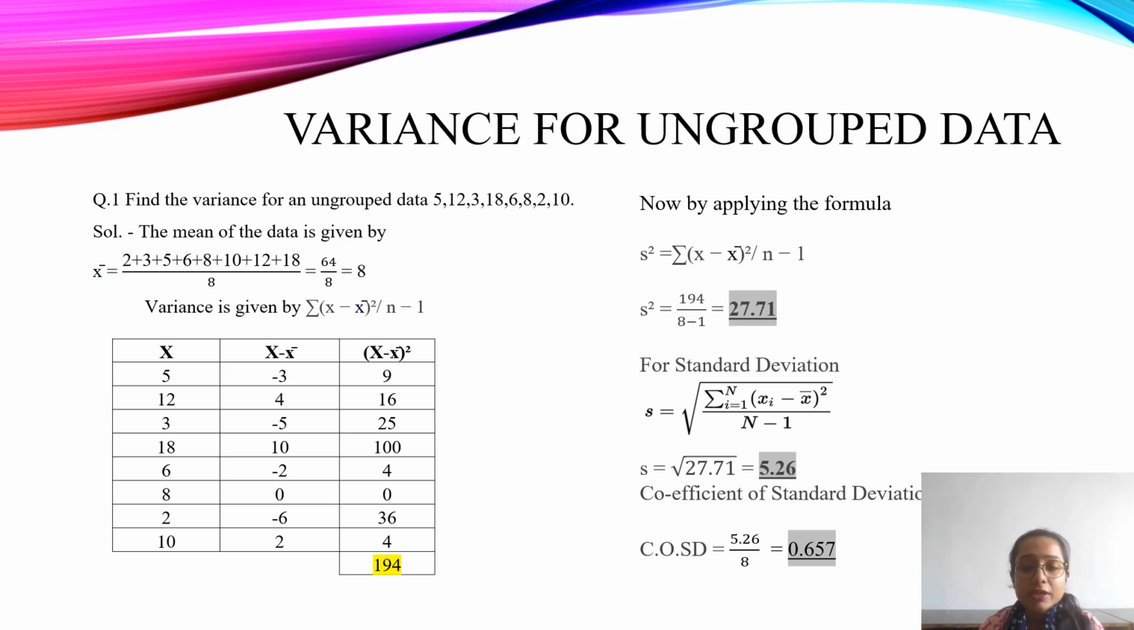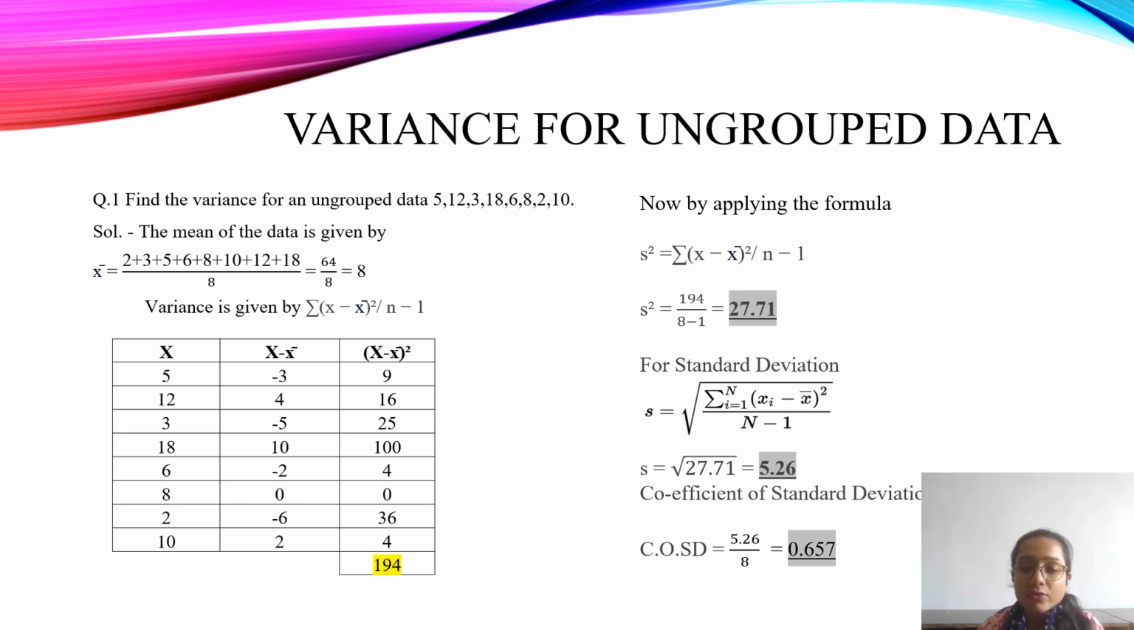After getting the variance, as I have already told you, there is a relation between variance and standard deviation. The square root of variance is the standard deviation. Now we are getting the value of variance as 27.71. After taking the square root of this value, we get 5.26. That is the standard deviation.